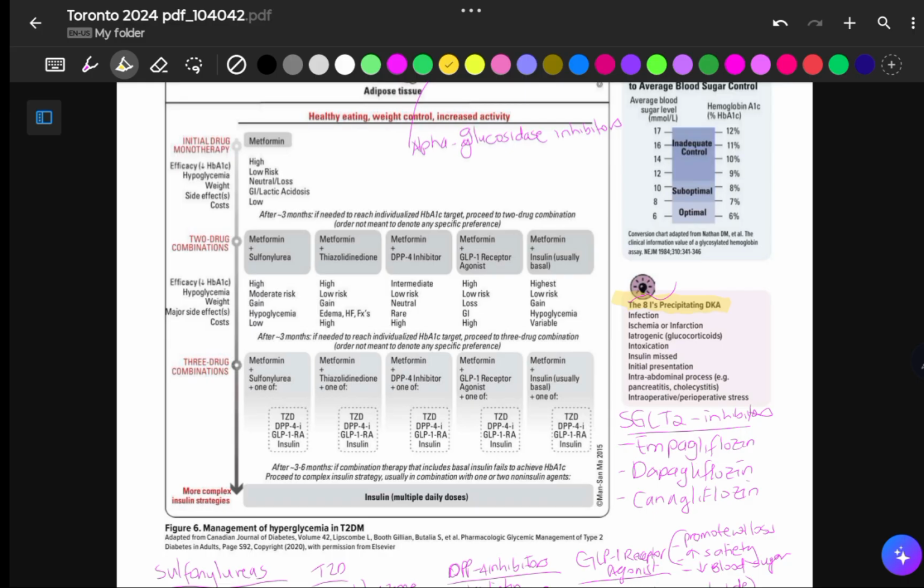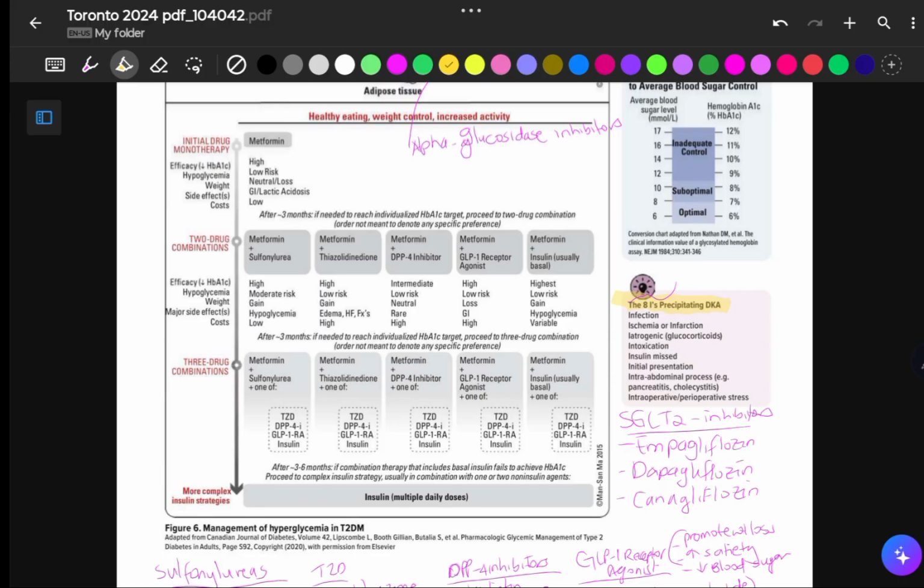Looking at the efficacy, it has a high ability to decrease HbA1c. It has a lower risk of causing hypoglycemia, and it can either maintain your weight or cause weight loss. The main side effects are GI side effects, nausea, vomiting. It can also cause lactic acidosis as a side effect, and the cost is low, so it's a cheaper drug.